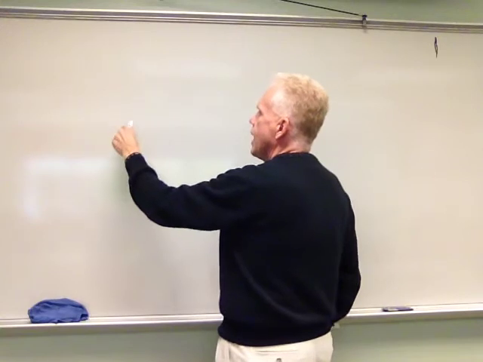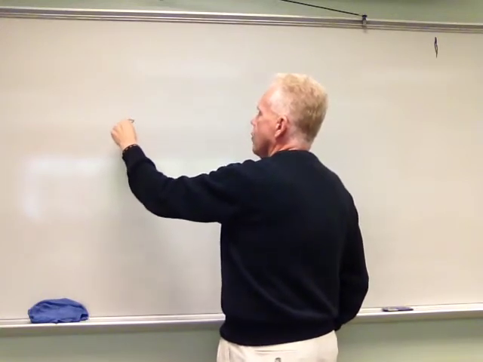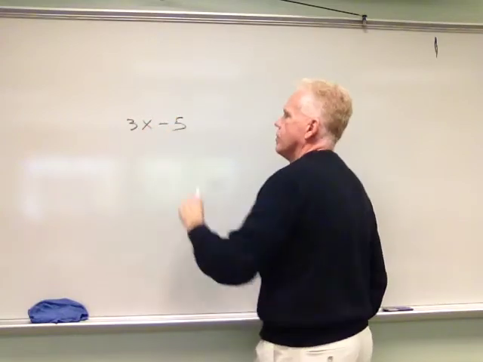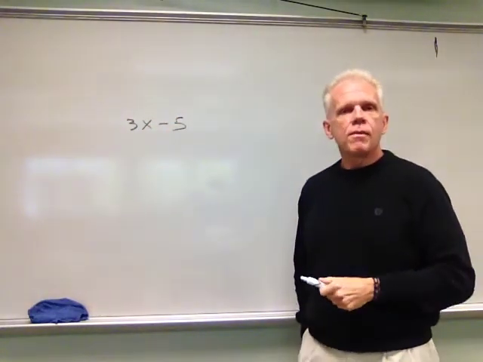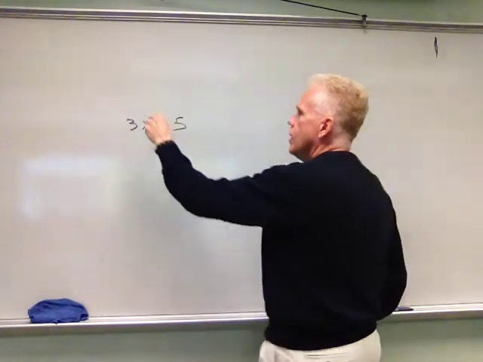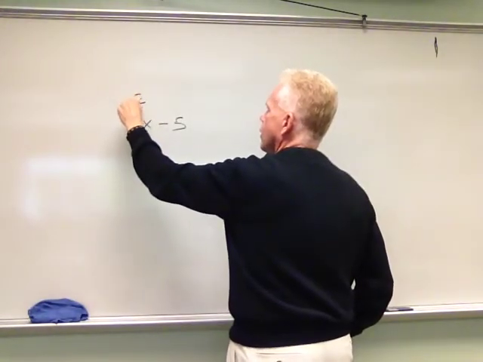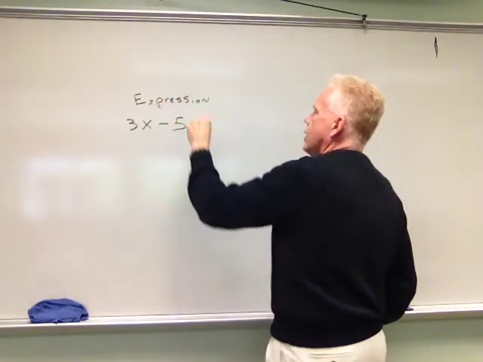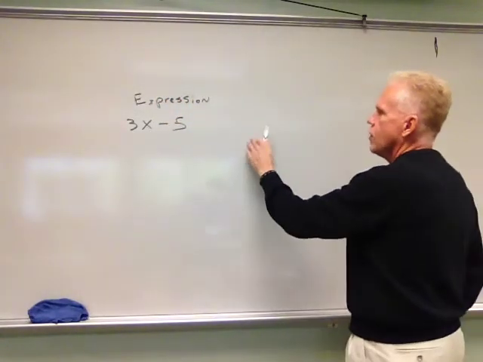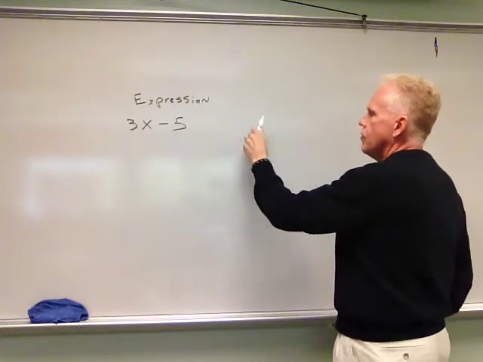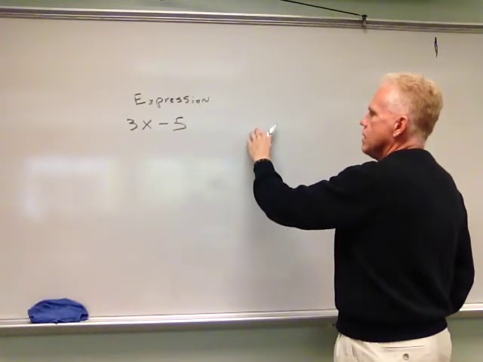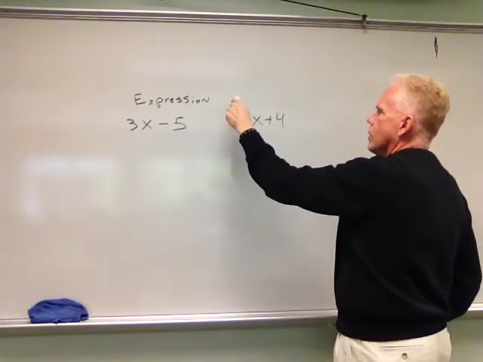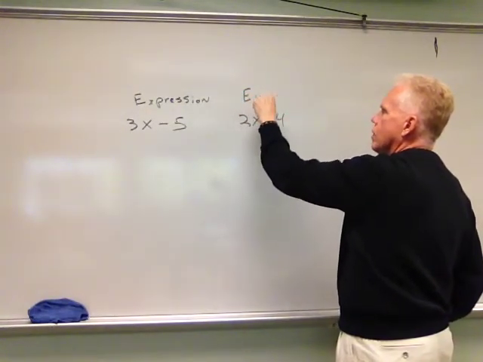Okay, so we've got an expression like 3x minus 5. Okay, that's an algebraic expression. It's got a letter in it. Okay, so here's an expression. Now over here I want to put another expression, let's say 2x plus 4. Okay, so here's another expression.